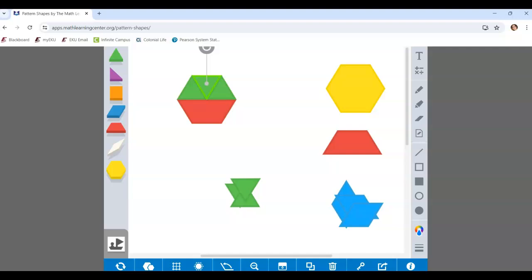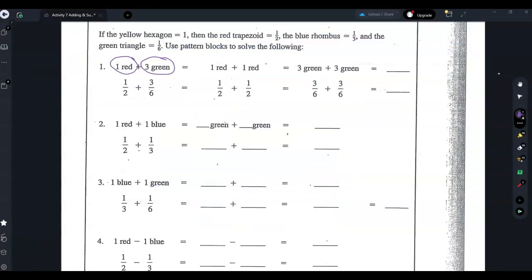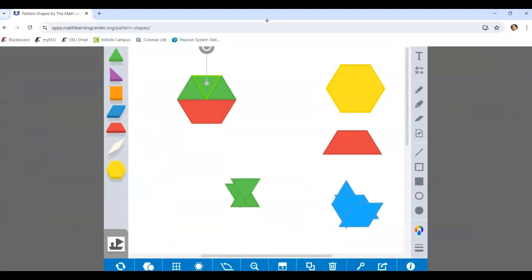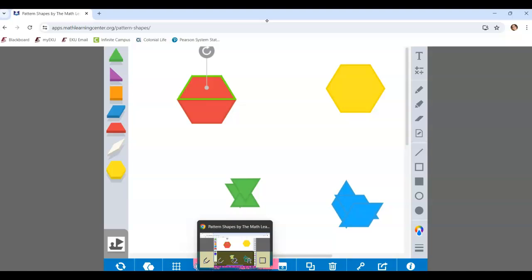So I would make them the same. Since I'm trying to add one red with three green, I would either make all of them green or make all of them red. And you can see that they've done this for us. They started with the red. What they did is they said, if I make them all red, then I can really just replace those three green with one red, because three green is equivalent to one red. So that's what they've done here.